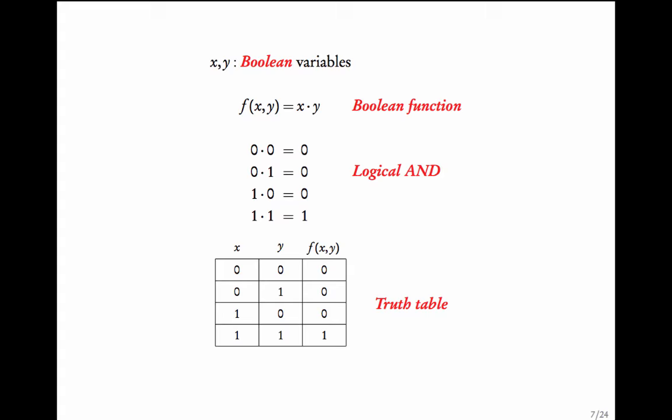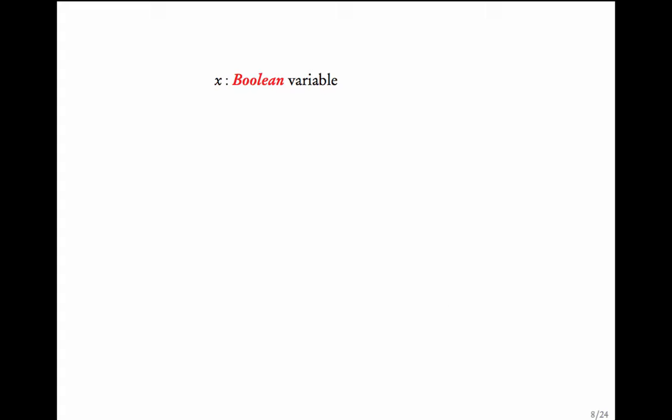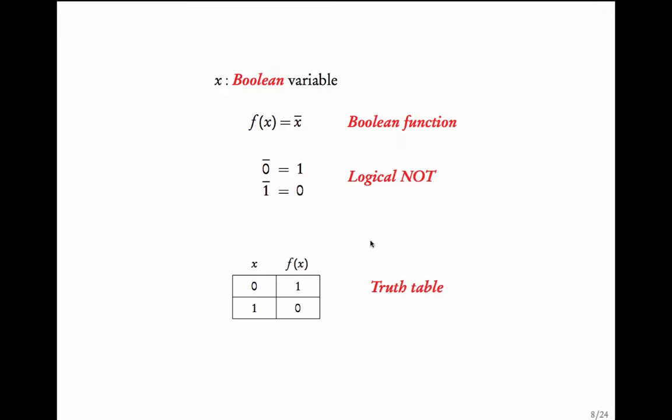Now let me define yet another operation on Boolean variables. F of x equal to x bar is another Boolean function. Now how do we define this bar operation? 0 bar is defined to be 1 and 1 bar is defined to be 0. So this is just the logical NOT. And here is the truth table representation of this Boolean function.